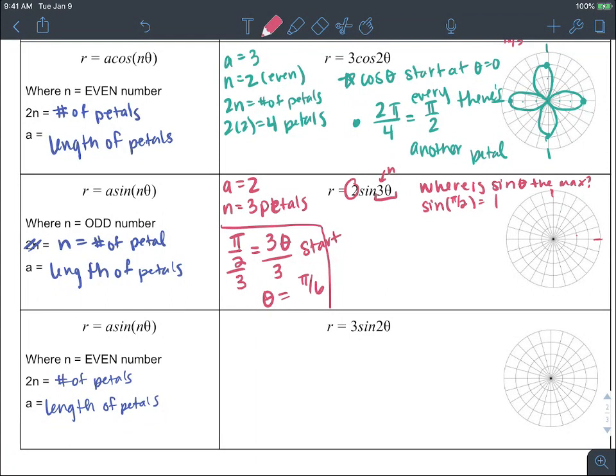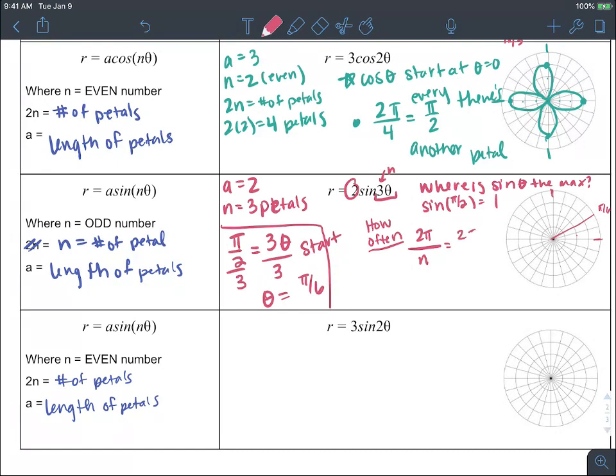Okay, so this is pi over 6, I believe. Yeah, okay, pi over 6. That's where we're going to start from. And then how often do these petals occur? So how often is the same as before. We're going to take 2 pi, and we're going to divide it by n, which is 2 pi over 3.